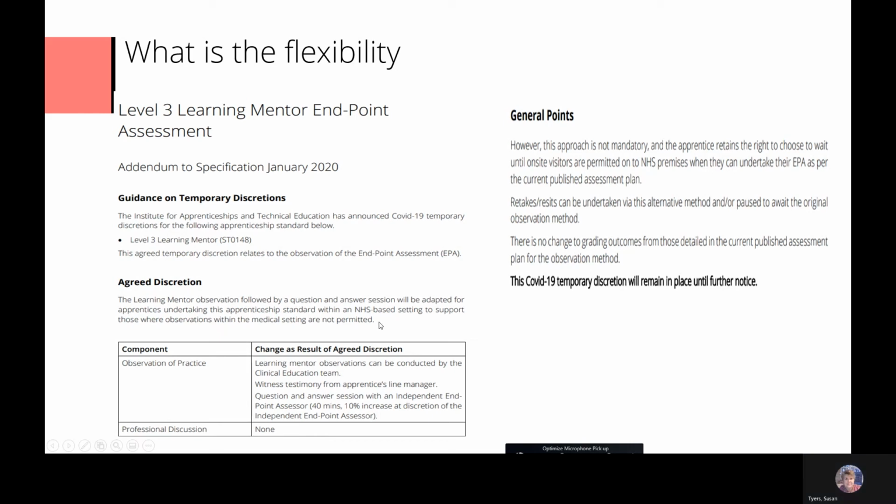However, this approach is not mandatory, and the apprentice retains the right to choose to wait until on-site, face-to-face assessments can take place. If that is the case, then you need to put your apprentice onto a break in learning. Resits and retakes can be undertaken via the alternative method and/or pause to await the original observation method. There's no change to grading outcomes from those detailed in the current published assessment plan for the observation method.